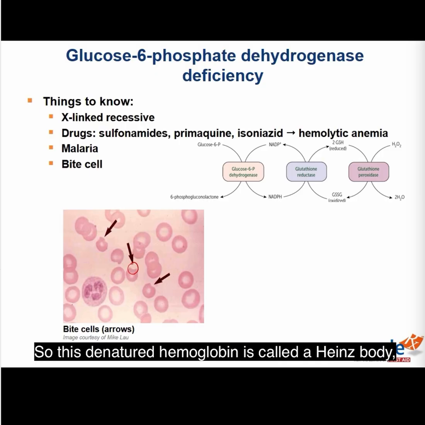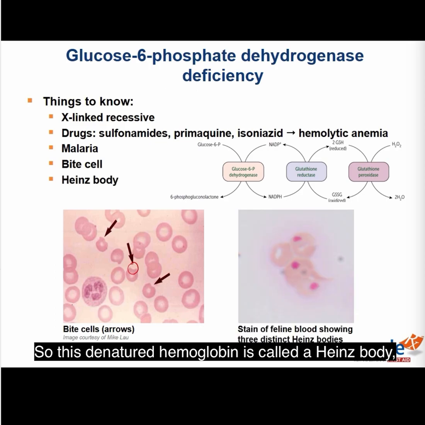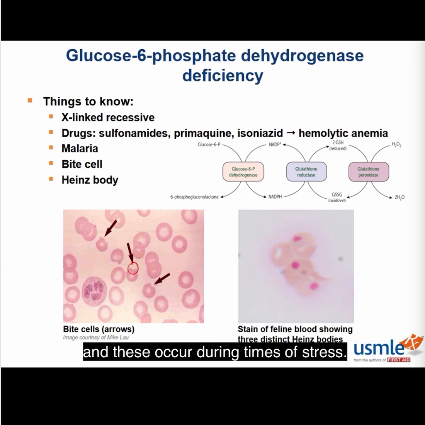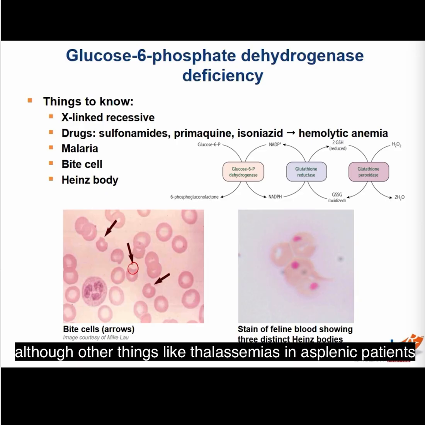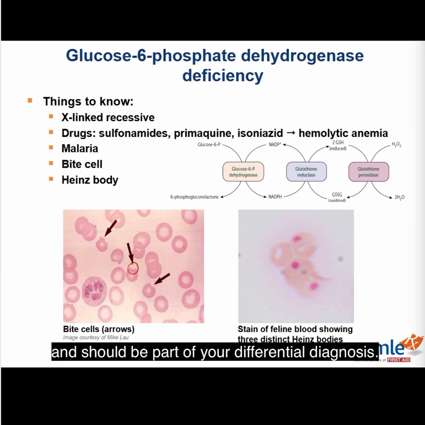So this denatured hemoglobin is called a Heinz body, and these occur during times of stress. Phagocytes recognize these Heinz bodies in the red blood cells and bite off pieces of them as the Heinz body accumulates. Although knowing the contents of the Heinz bodies isn't extremely high yield for the USMLE Step 1, being able to recognize the significance of them on a peripheral blood smear is absolutely essential. So on test day, immediately think G6PD and NADPH deficiency, although other things like thalassemias and asplenic patients may also exhibit Heinz bodies for the same reason, and should be part of your differential diagnosis.